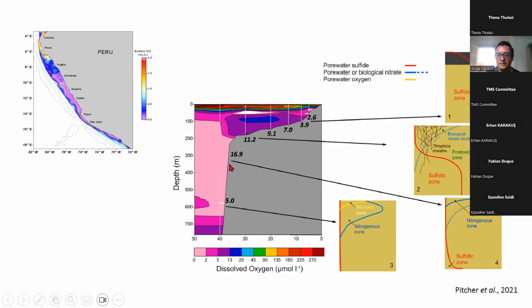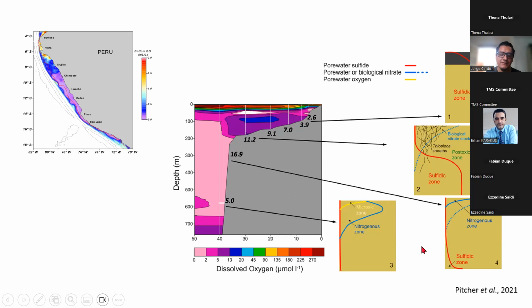In the upper margin, we begin to have dissolved nitrogen in the first millimeters of the sediment. So there is a nitrogenous zone, and the sulfidic zone is very deep in the sediments. And in the lower limit of the OMZ and below the OMZ, we begin to have some oxygen in the first millimeters of sediment, and the nitrogenous zone you can see very well now. And the sulfidic zone disappeared for the first centimeters.